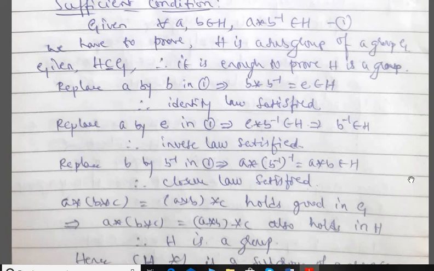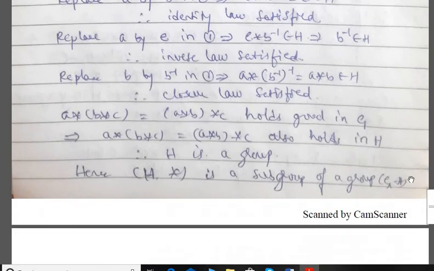So there is nothing but a closure law also satisfied. To prove the associative law, just like your previous theorem, here also we can say that a star (b star c) equals (a star b) star c holds good in G. So the same thing holds good in H also. Hence we can say that H satisfies the associative law.